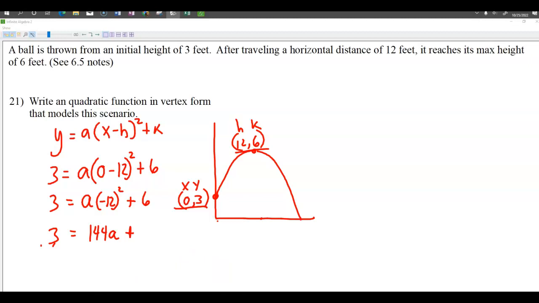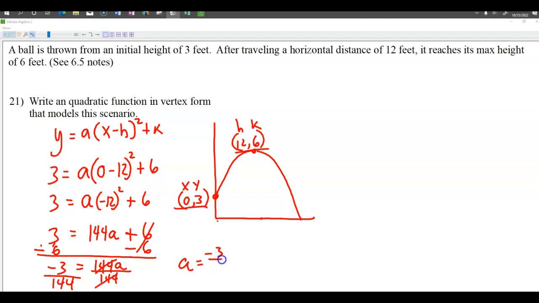Just realized this is a plus 6. All right, so I should have subtracted 6 is what I should have done there, which means we get negative 3 over there. And we have a equals negative 3 over 144. Once you have a, you're going to plug in your h and k, as well as the a value, into your equation here, and you'll have your equation.